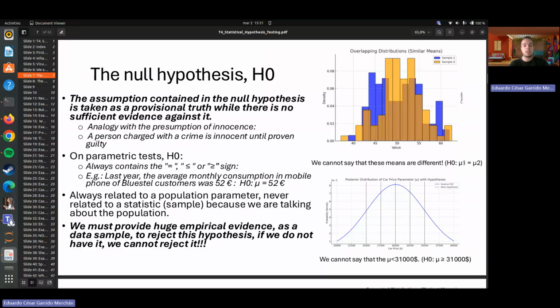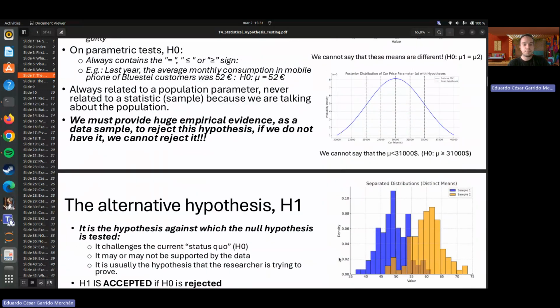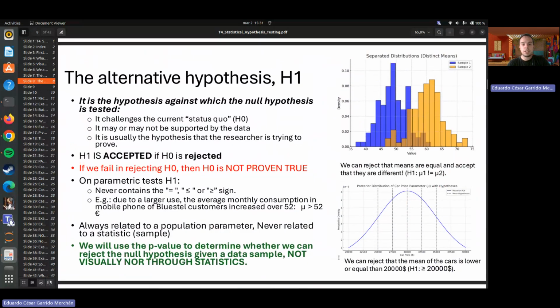we always have parameters. We do not have statistics. The alternative hypothesis is the complementary one to the null hypothesis. So for example, if the null hypothesis is the sales are lower or equal than, I don't know, 50,000 euros, then the alternative hypothesis would be the sales are higher than 50,000 euros. Okay, so this is really important.